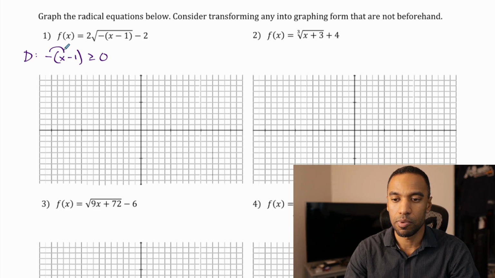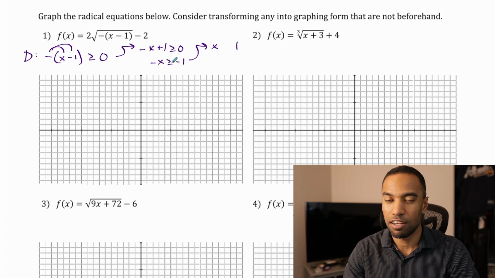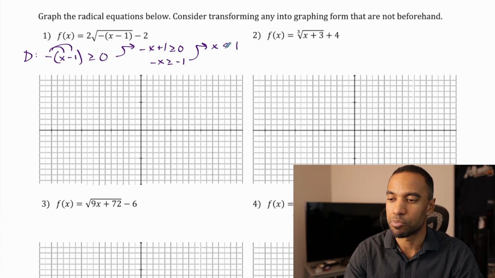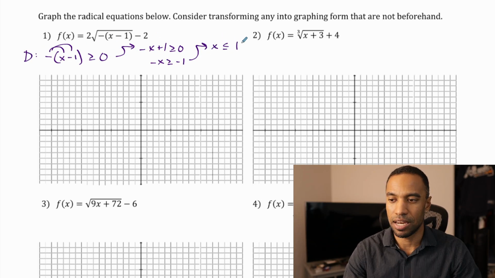You could distribute this negative into here, and you get negative x plus 1 is greater than or equal to 0. If you subtract 1 from both sides, you get negative x is greater than or equal to negative 1. And then if you divide both sides by negative 1, you get positive x here, 1 here, and dividing by a negative means the inequality symbol flips. We get less than or equal to. And this is the domain of this thing here.